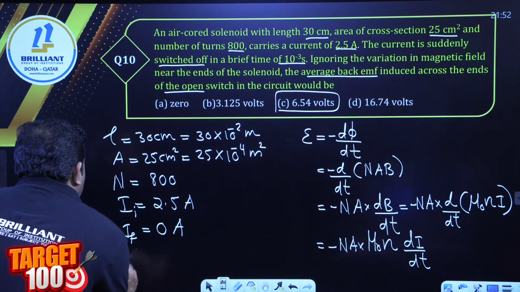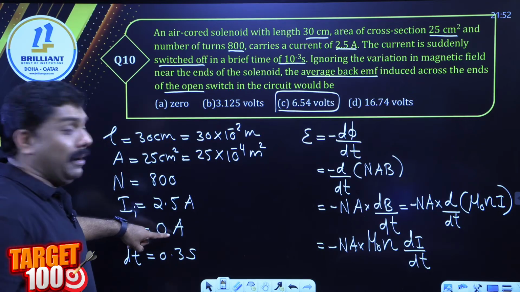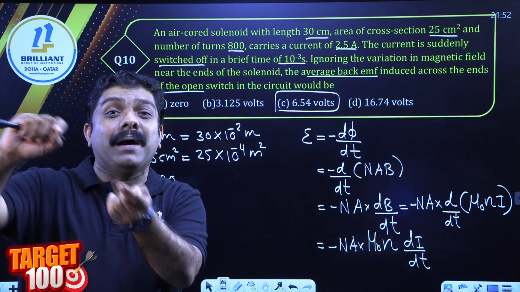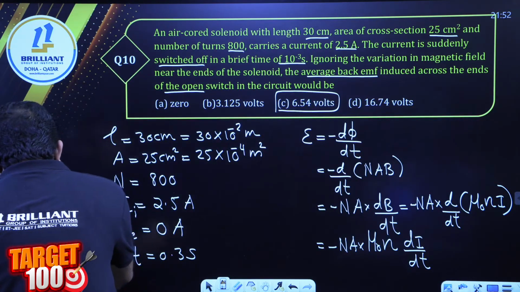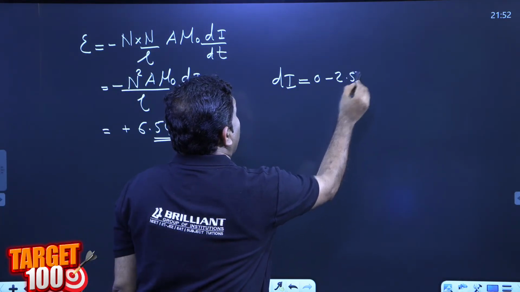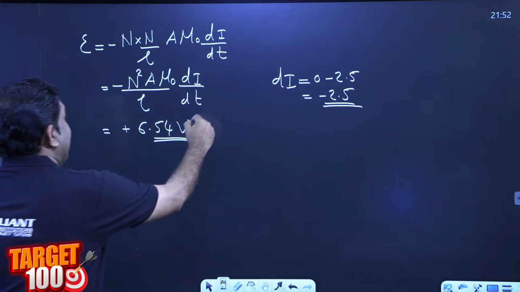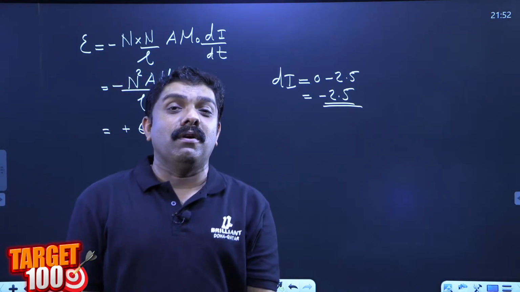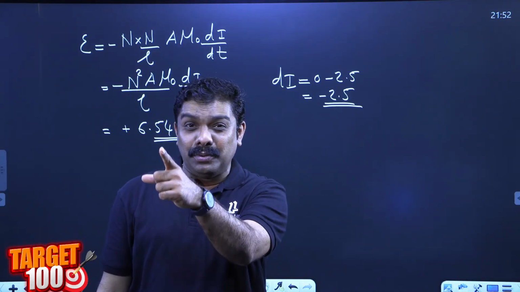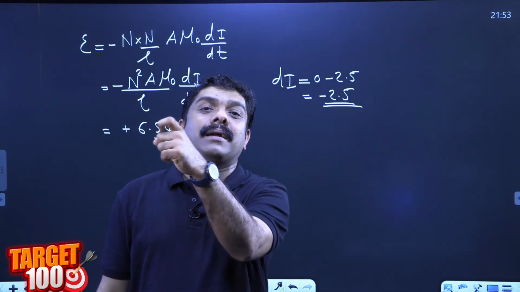The time interval is given, and the change in current will be 0 minus 2.5, which means minus 2.5. That minus and this minus will cancel. So simplifying, you will get the answer 6.54 volt. I'm saying our live sessions are not aiming only at MCQs. MCQ-based conceptual questions are expected for 2 and 3 marks in the board exam.